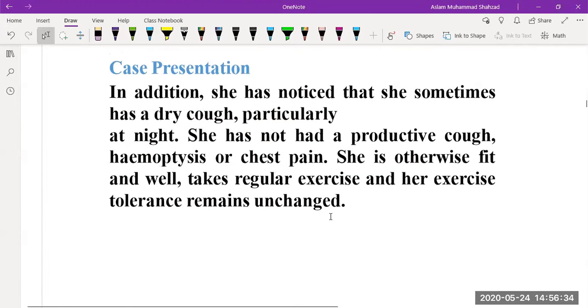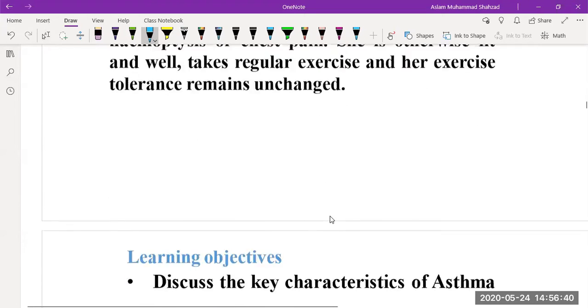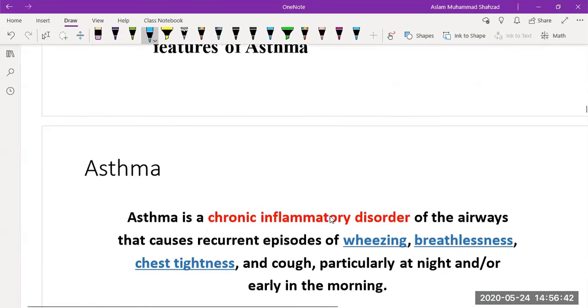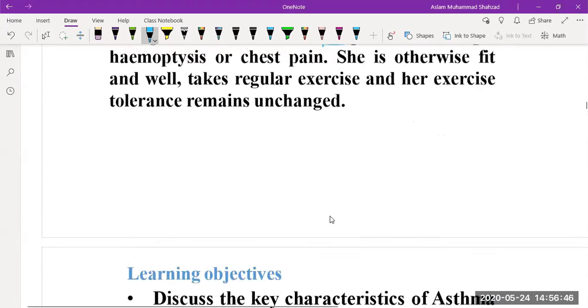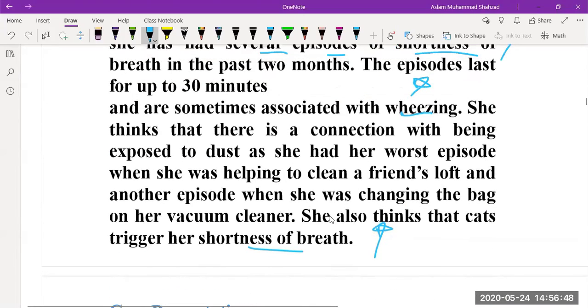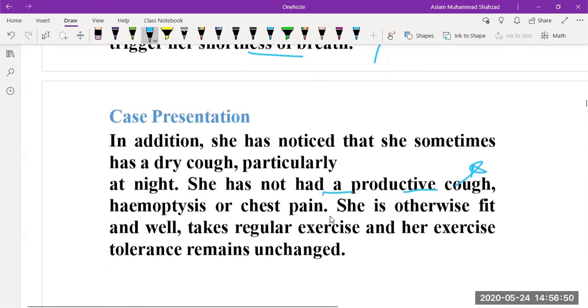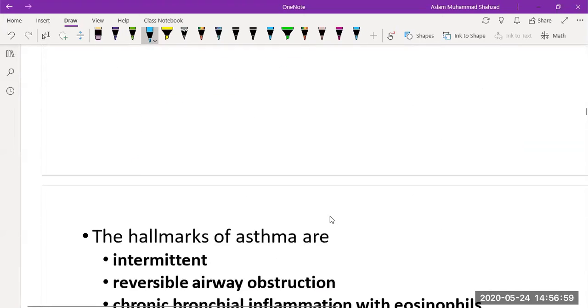And then no productive cough, whereas in chronic bronchitis we have a productive cough. So that's a key difference between asthma and chronic bronchitis. And we mentioned night in the definition. What we see here is that they mention, yes, particularly at night, a dry cough. So you can see that all key characteristics have been found in the case presentation.